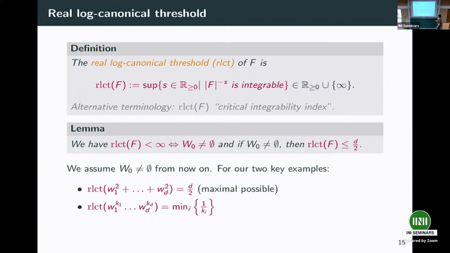So here's a small lemma. This is finite if and only if W0 is non-empty, and when it is non-empty, then it's always less than or equal to half of the dimension. For simplicity, we'll assume that our domain is always non-empty. Our function always has a zero, just to keep the statements clean.